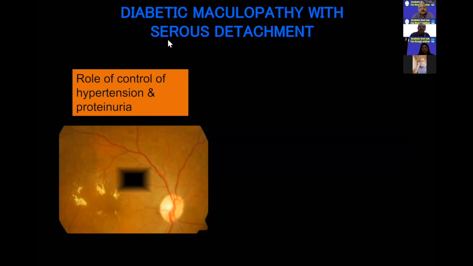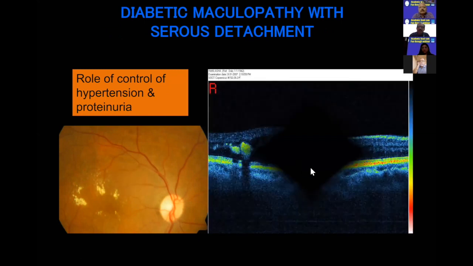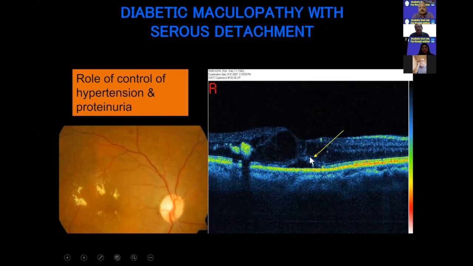This entity of subfoveal serous detachment can only be diagnosed on OCT. Before the advent of OCT, we were not able to diagnose this subfoveal serous detachment. And once you see this subfoveal serous detachment on OCT, it is mostly associated with hypertension and proteinuria in patients with diabetes. So if you treat these systemic conditions of hypertension and proteinuria, there are likely chances that the subfoveal serous detachment will resolve.